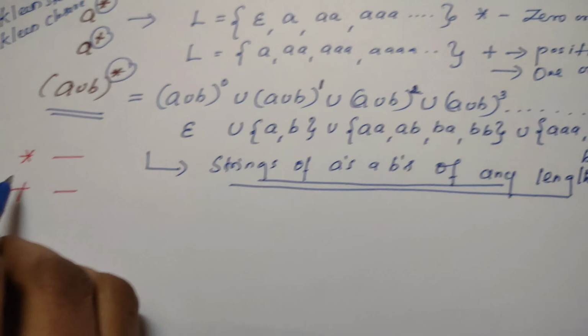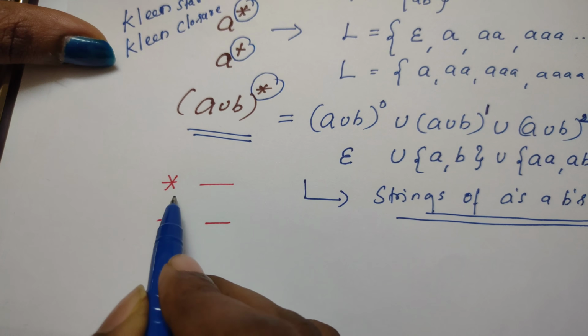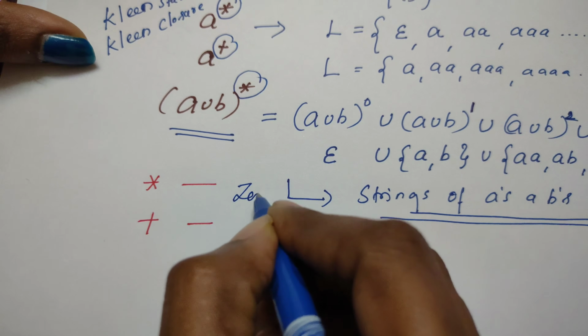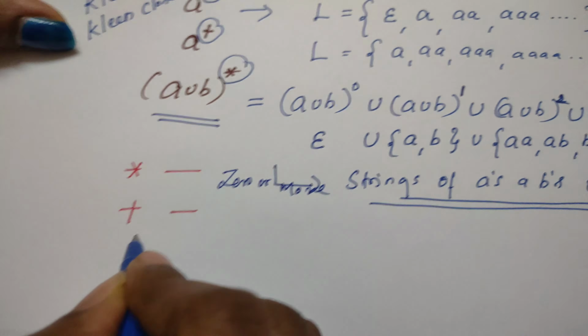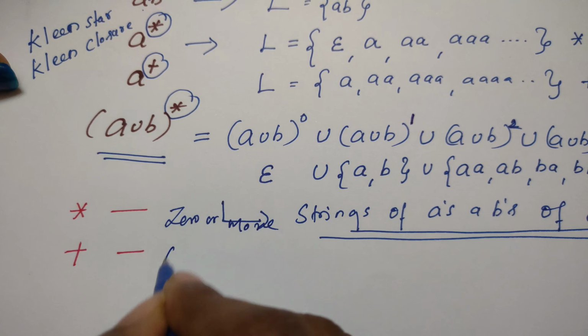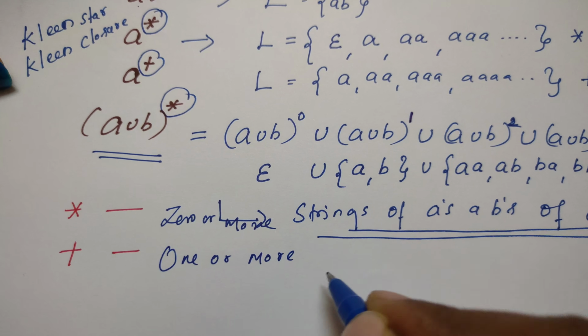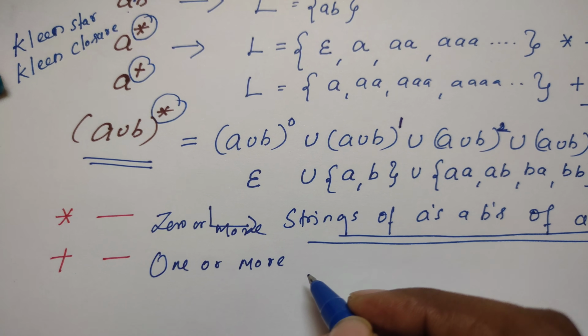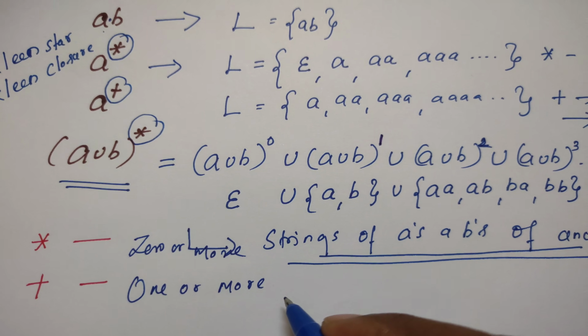Once again, let us refresh what is the star. The star is nothing but the Kleene star or Kleene closure operator. The meaning is 0 or more. Plus is the positive closure operator. The meaning is 1 or more. In the next video, I will further discuss regular expression in more detail with more examples.